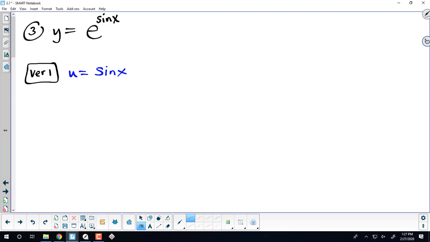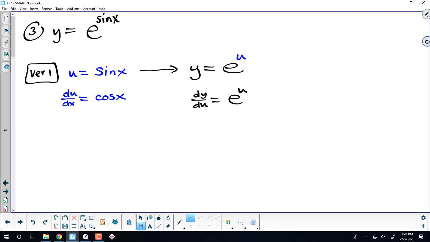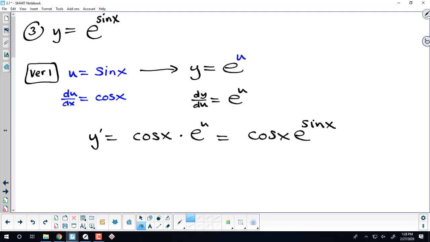And then we rewrite the original function back in terms of our substitution. We take the derivative of both of those things and multiply them together. So du over dx is cosine x, and dy over du is still just e to the u. So our derivative y prime is cosine x multiplied by e to the u, or cosine x times e to the sine x, because that was our u.